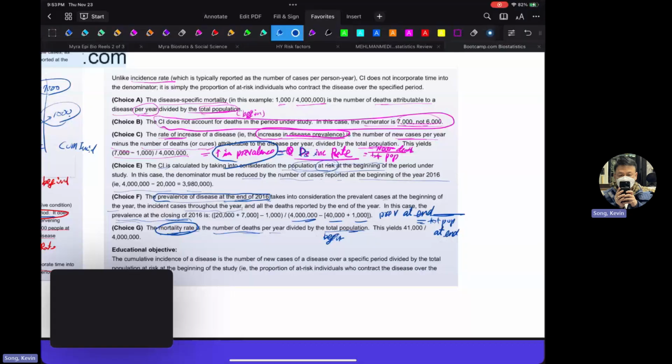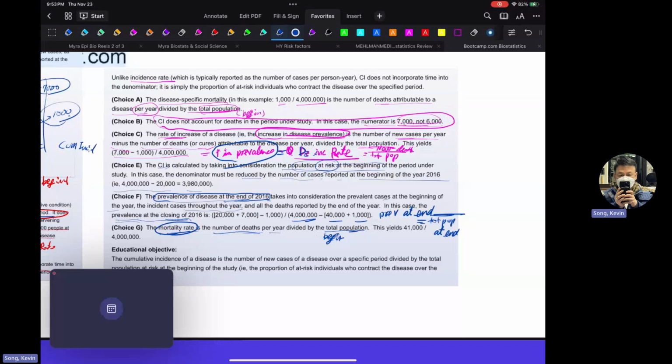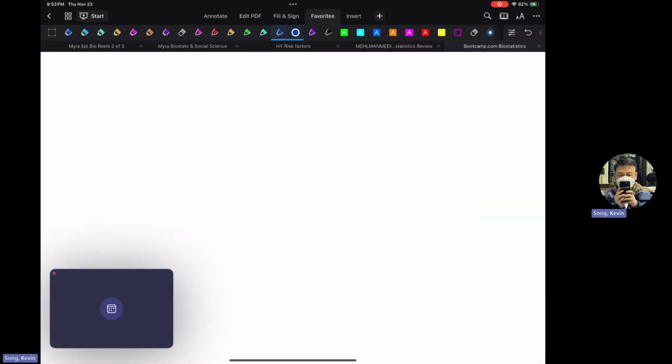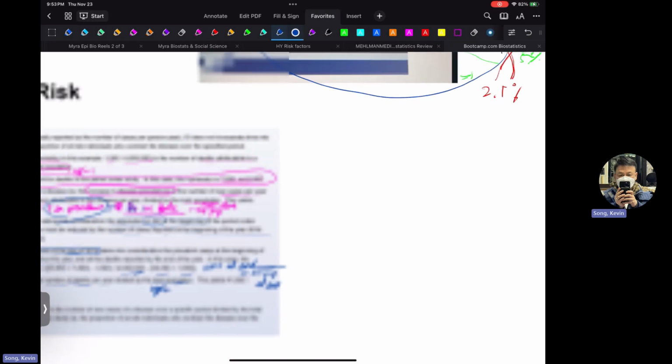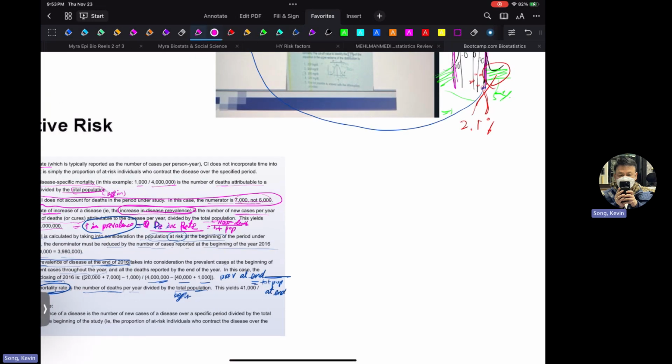Do you see my screen? Okay. So I'm gonna discuss, basically this is kind of a definition type of problem. I'm gonna discuss the mortality rate. Let me just copy down what this means.